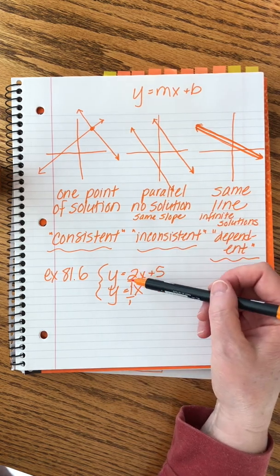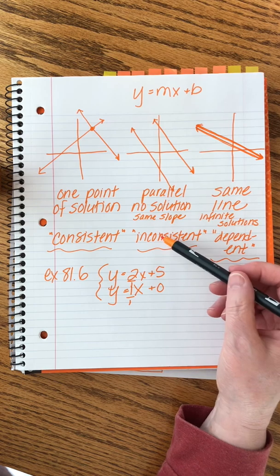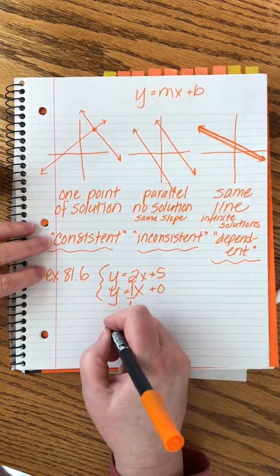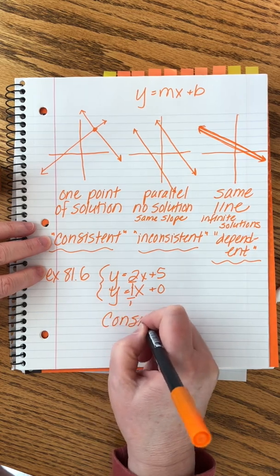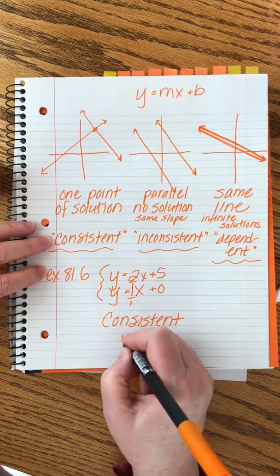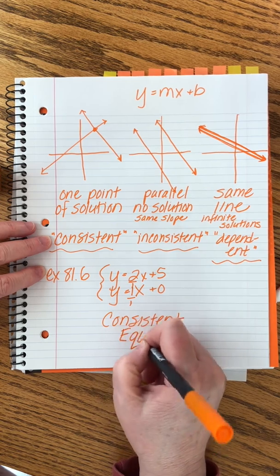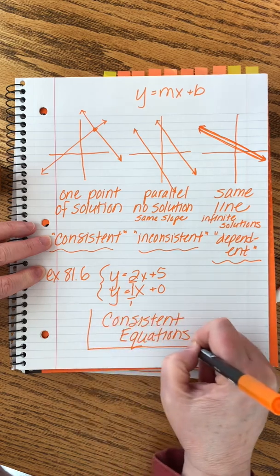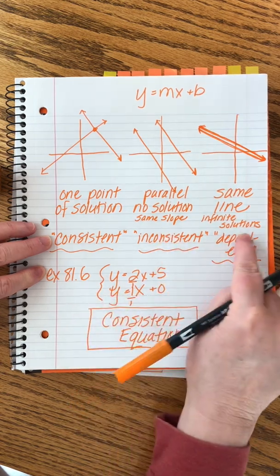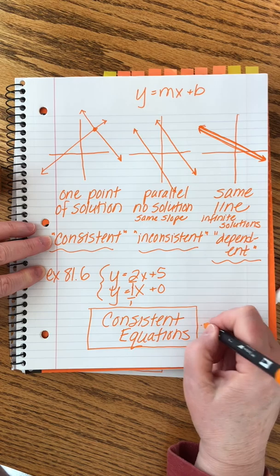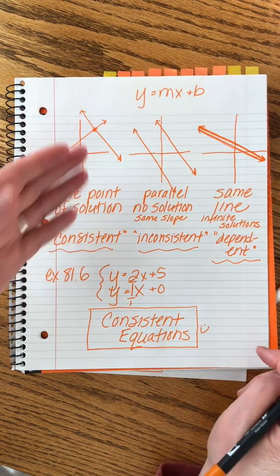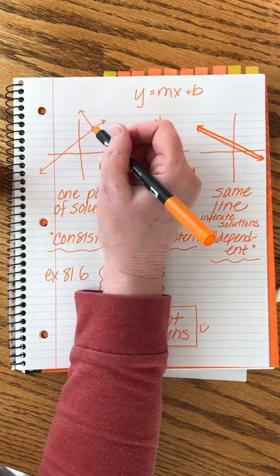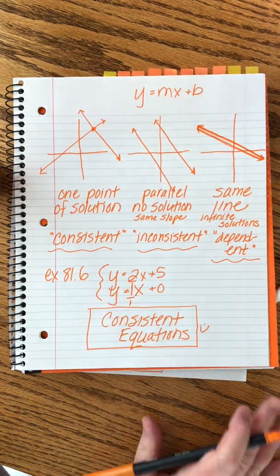This is 2 over 1. This is 1 over 1. So they're not the same slope. So that tells us they're not inconsistent, and that means that they must be consistent equations because they do not fit the profile of the outliers. So these are just two happy little equations that we could graph if we wanted to. John doesn't ask us to. And they would give us 1 point of solution, and that would make us happy.